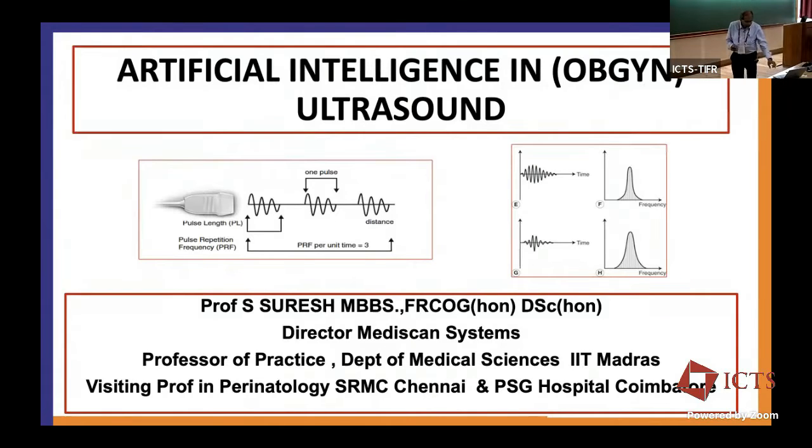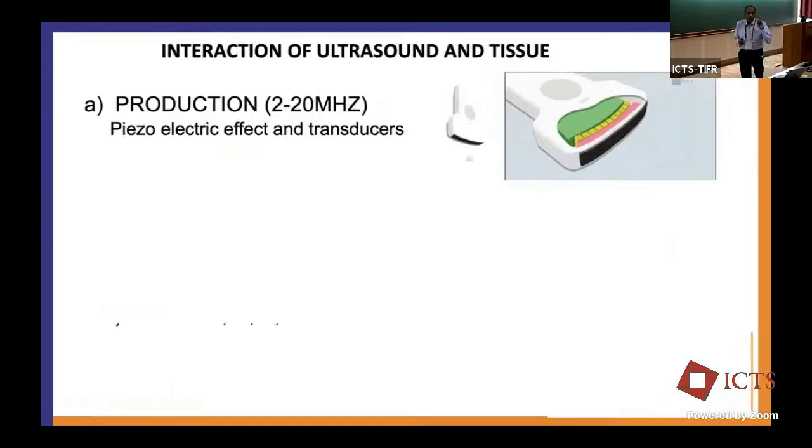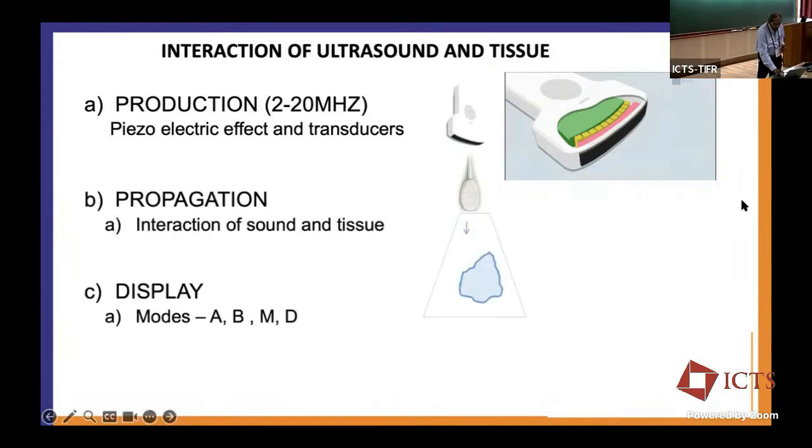Basically, I will take you through ultrasound. What is ultrasound, diagnostic ultrasound, and what is it that we do, and how the image is produced, and where are the pitfalls that are there for us, primarily for us, the limitations which we have. So we know that ultrasound is produced by piezoelectricity, and 2 to 20 megahertz is the frequencies which we use. And we are basically looking at the interaction of sound and tissue. And we believe that when sound interacts with different types of tissues, we are going to get different types of images. But the important thing is the display.